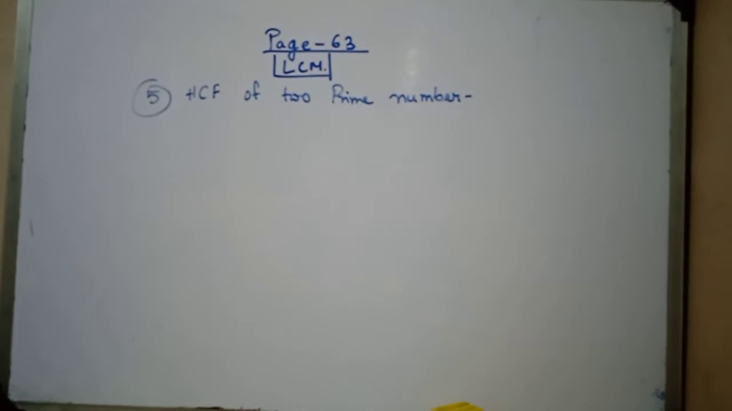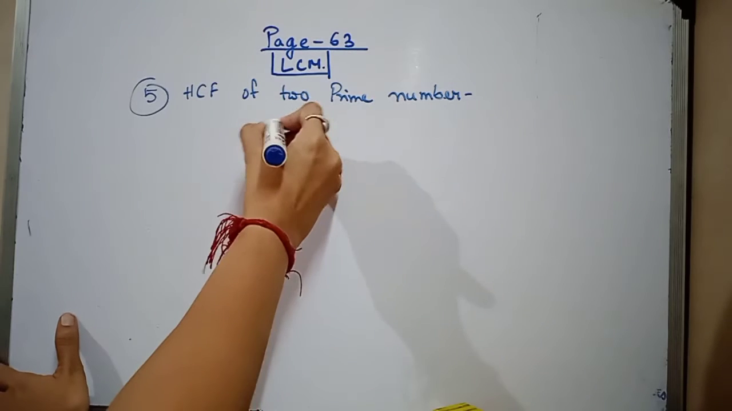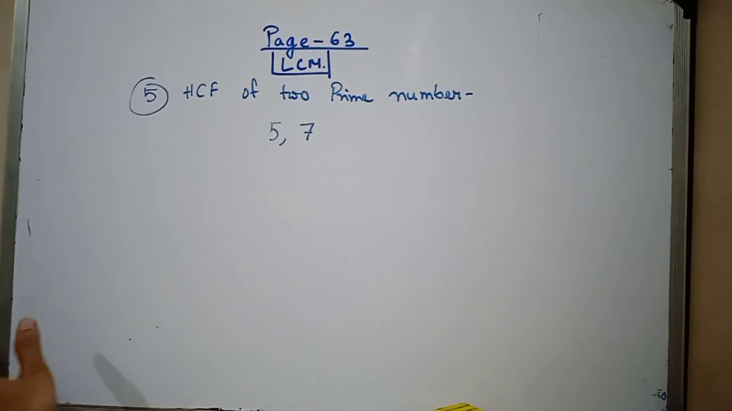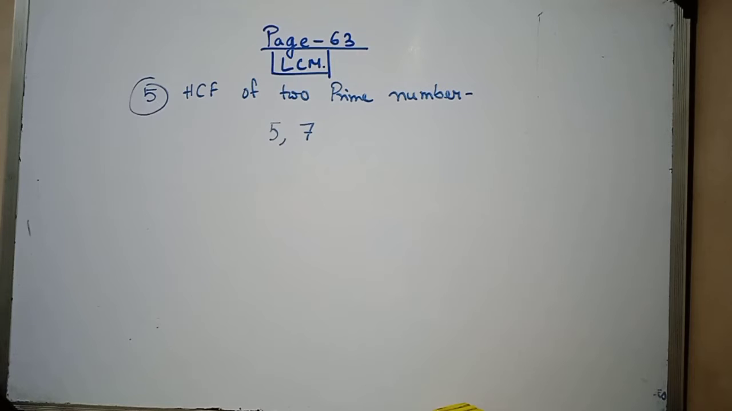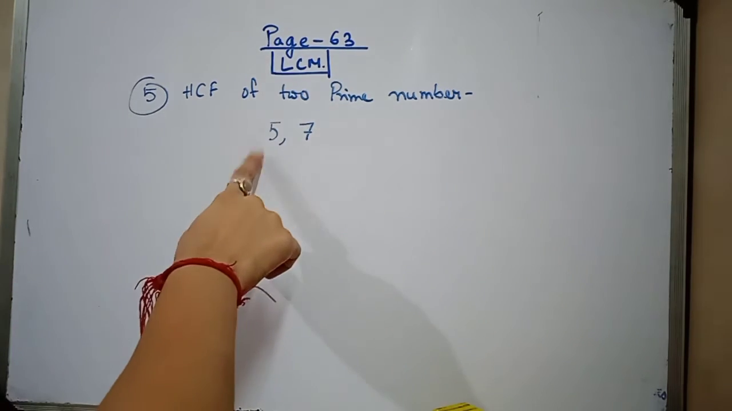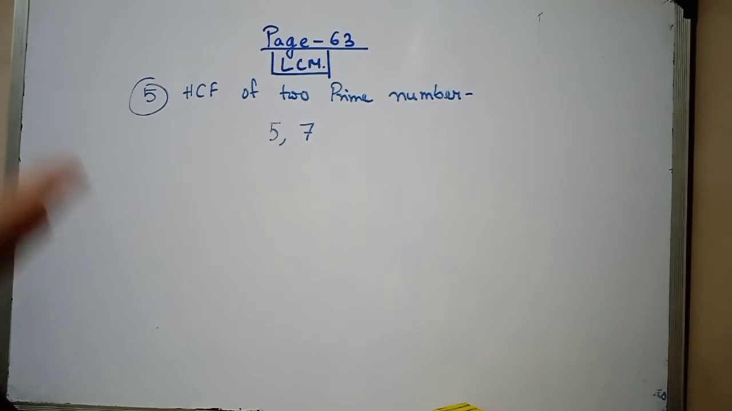Next question is the HCF of two prime numbers. So let us take two prime numbers, 5 and 7. We know 5 and 7 are prime numbers because they cannot be divided by any other number. They can only be divided by 1 and the number itself. So I have to find the HCF of 5 and 7. As I know, there is no common factor between 5 and 7. There is nothing we can find common between 5 and 7.